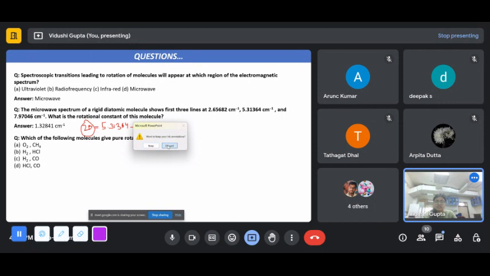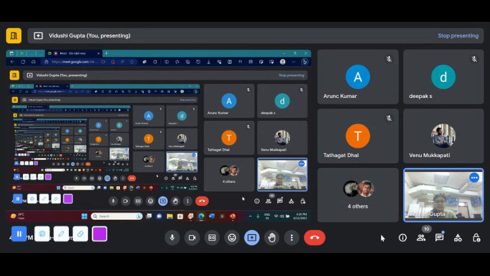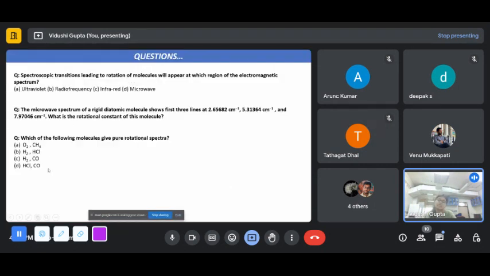Anyone else? Is it right? It will be HCl and CO because in both, actually, I can't hear you. Actually in both, there is a permanent dipole moment. So these two will show a pure rotational spectra.